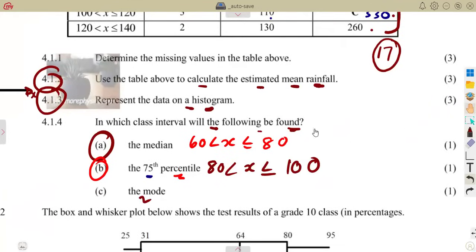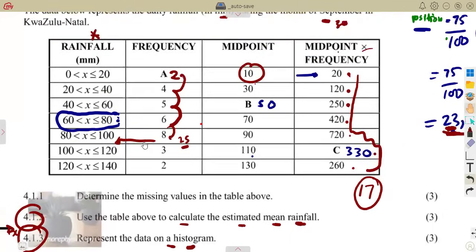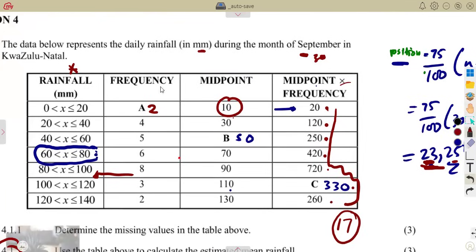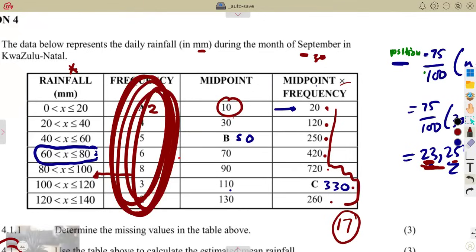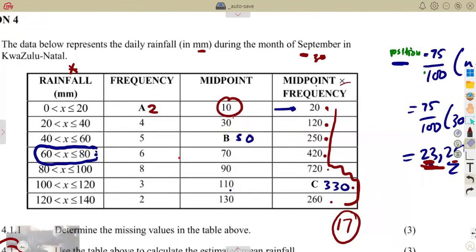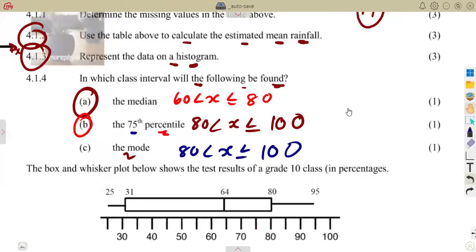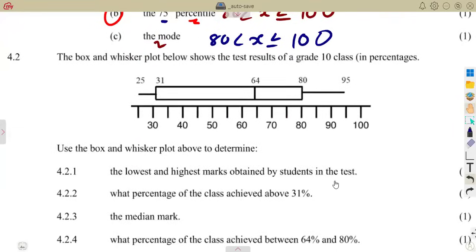The mode, where are we going to obtain the mode? In which interval? The mode is not going to change. It is the modal class, the class with the highest frequency. Of all these frequencies, which part are we having the highest frequency? The highest frequency is at 8. So which class is consisting of this 8? The class that we want, 80 to 100. So that is the class of 80 to 100 again. So this one is a repetition. Same answer there. All right, number 3, 4.2.